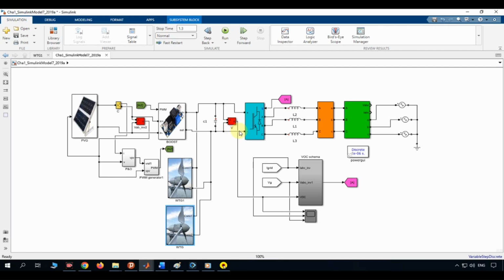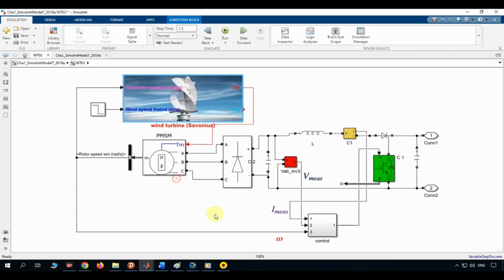This means the photovoltaic array and the wind turbines are both charging the same DC link, which is then converted to three-phase AC and exported to the grid through the inverter we already explained. Let's open up the WTG1 subsystem and go through it step by step.